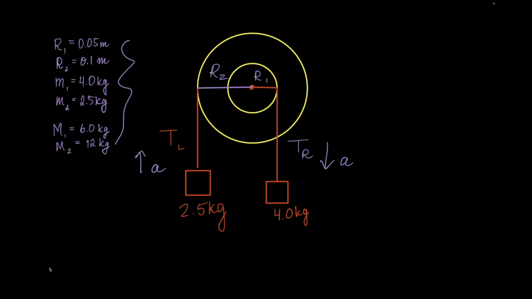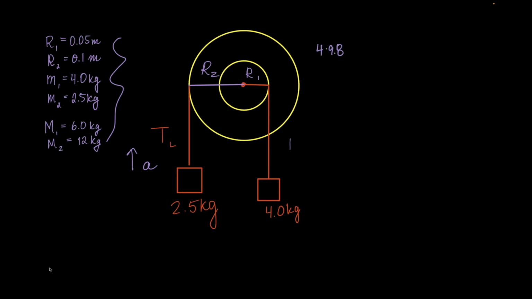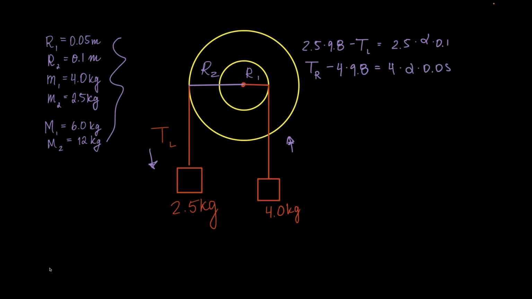So let's solve it correctly. Let's say it's actually, counterintuitively, going to accelerate this way. So I'm going to start with the 2.5. 2.5 times 9.8 minus tension on the left should be equal to 2.5 alpha times 0.1. Then tension on the right minus 4 times 9.8 should be equal to 4 times alpha times 0.05.